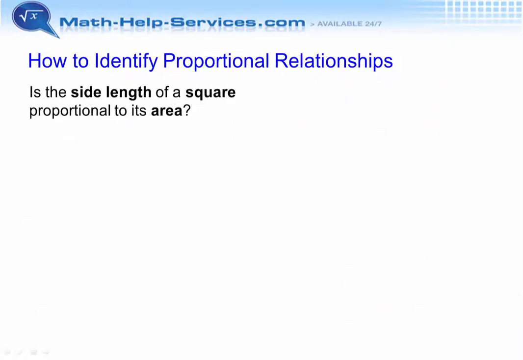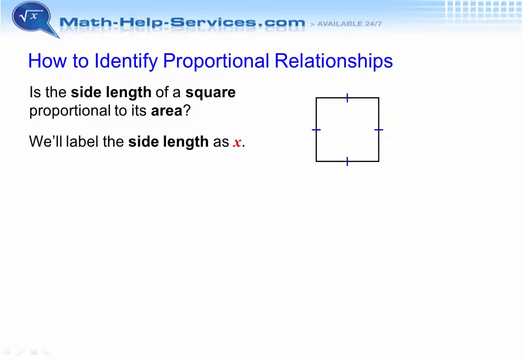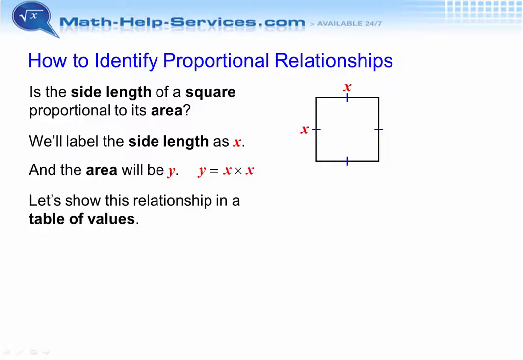Is the side length of a square proportional to its area? Well, let's see. We'll label the side length as X, and the area will be Y. So we know the area will be X times X. And let's show a relationship in a table of values. We'll let the side length be X and the area be Y.